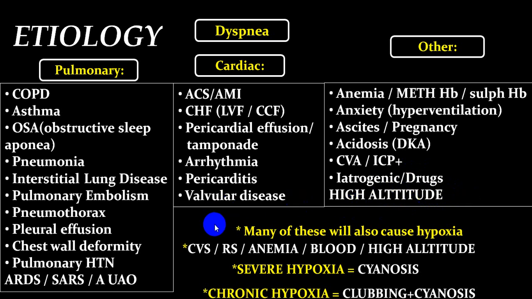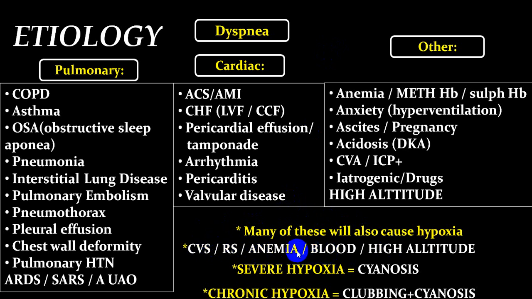Now, there is one thing which I would like to mention at this stage. Many of these conditions will also cause hypoxia, like cardiovascular, respiratory, anemia, blood, and high altitude. By and large, severe hypoxia will be associated with cyanosis. But in case of anemia, you may not have cyanosis, because there is a lack of hemoglobin, and for cyanosis you require 5 gram percent of reduced hemoglobin or deoxyhemoglobin circulating in the blood. So that will not produce cyanosis, while cardiovascular, respiratory, and high altitude causes will produce cyanosis.